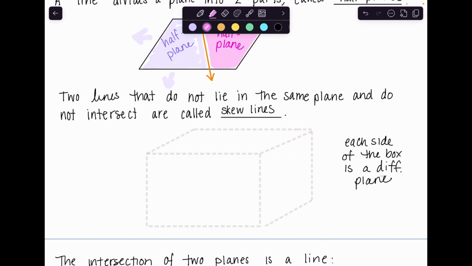So if I consider one line down here to be this edge of the box, that continues on forever. Well, another line that will never intersect it would be the line across this edge here. They will never, ever, ever cross paths, but they are in different planes completely. So one comes from the edge, one comes from the face of the box.